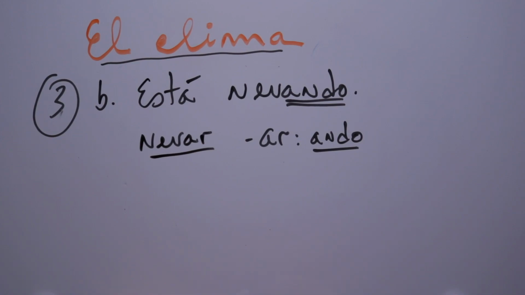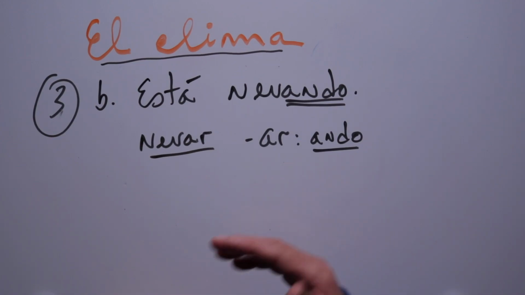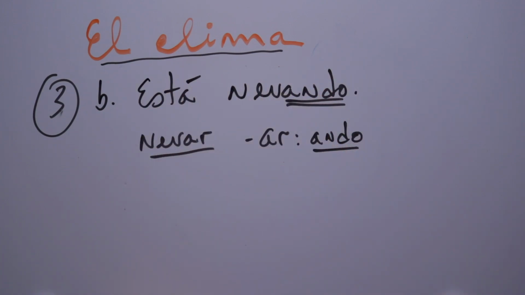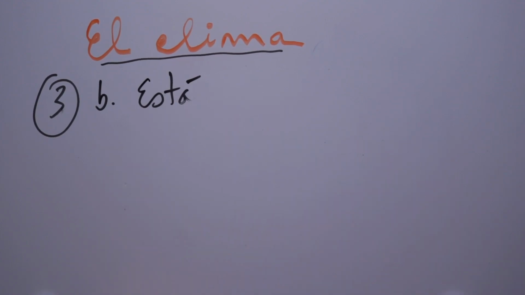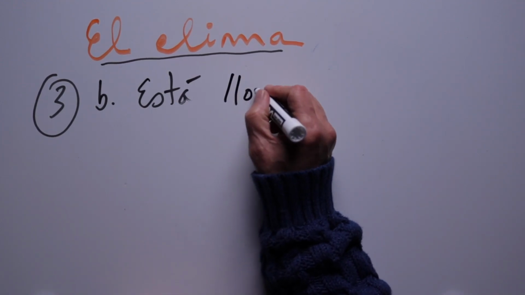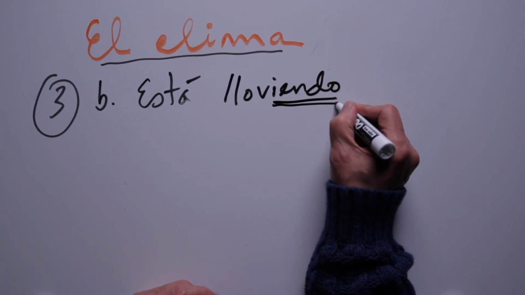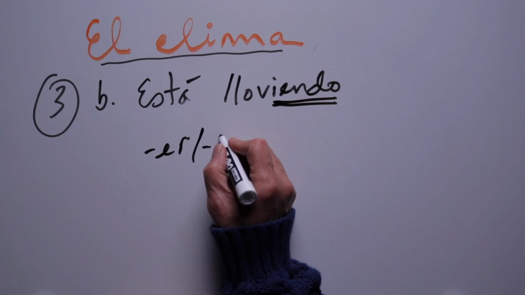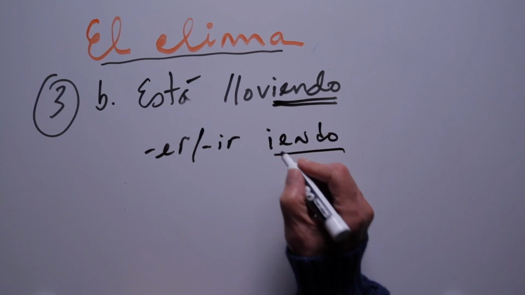What are we expressing? We are expressing an ongoing action, an action that is occurring right now and is ongoing. That's why we can say está nevando, and we use the verbo estar as a progressive action. The second situation, very similar to this, is está lloviendo. Do you remember how we ended with this -yendo, right? If the verb ends in -er or -ir, remember, we will place -yendo as the -ing.